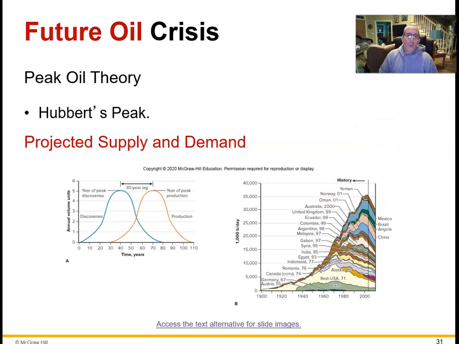So here's what we call the peak oil theory. This guy named Hubbert developed this several years ago. And basically what he theorized was there's going to be a time, we're going to ramp up our oil production, and there's going to be a time where technology is going to slow enough that we're not going to be able to produce as much as we need. And then we're going to be on the downward slope of this curve. And that basically happened to the United States in 1970. That's why we started at that time importing oil from the Middle East, and we still do to this day.